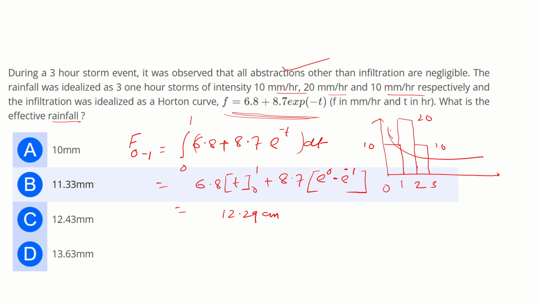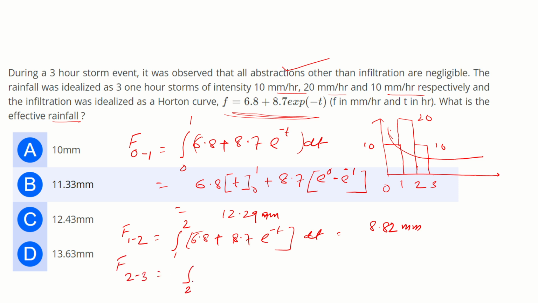Similarly, f from 1 to 2 will be integration 1 to 2 of (6.8 + 8.7 e to the power minus t) dt. Similarly, इसको अगर सॉल्व करेंगे तो this will be your 8.82 mm. And infiltration from 2 to 3 hour will be equal to integration 2 to 3, again (6.8 + 8.7 e to the power minus t) into dt. I'm not solving this integration because of the shortage of time. Please do solve it yourself. This will be 7.54 mm.